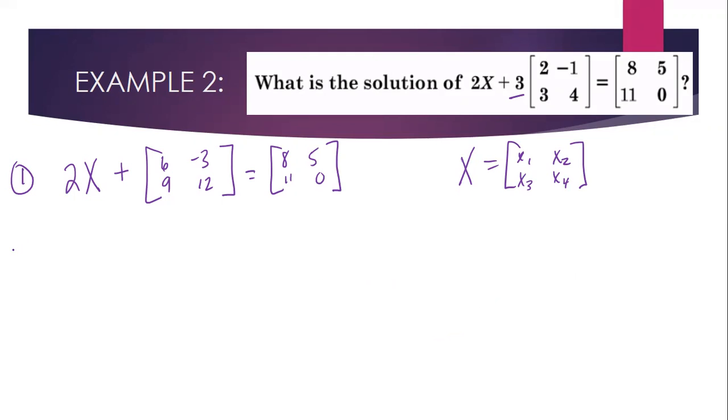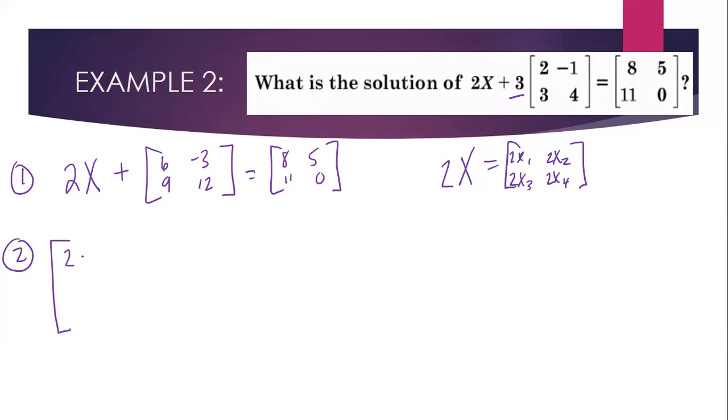So we're going to set up equations. When we set up our equations, you're taking 2 and multiplying it to each one of these, right? So it'll be 2, 2, 2, 2. What we're solving is 2x sub 1 plus 6 equals 8. 2x sub 2 plus -3 equals 5. And you have to figure out what each one of them is.